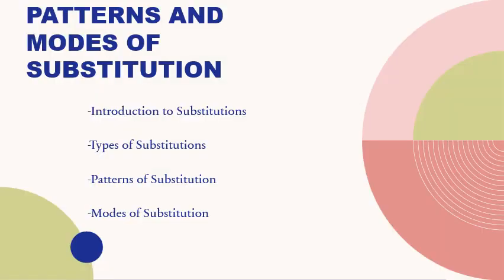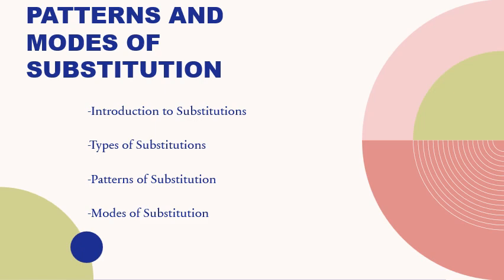Now we'll cover patterns and modes of substitutions. Patterns and modes of substitutions in genetics refer to the ways in which nucleotide substitutions, or changes in DNA sequences, occur over evolutionary time. These patterns and modes provide insights into the mechanisms of molecular evolution, the rate of genetic change, and the forces that drive genetic diversity within and between species. So let's start with a short introduction.